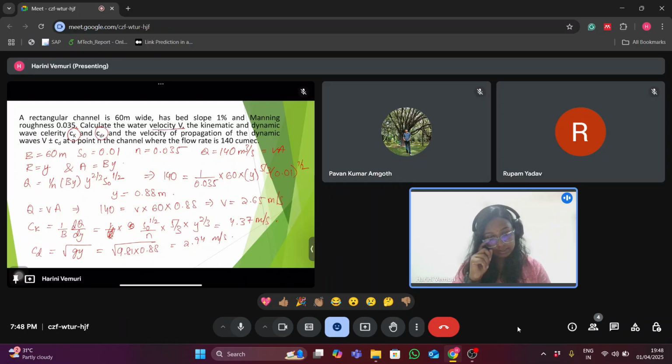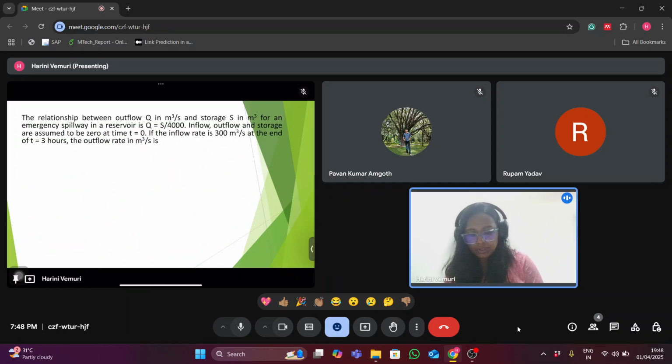Now we have to calculate the propagation, that is V plus or minus CD. So we know V and CD. What will V plus CD be equal to? 2.65 plus 2.94, 5.59 meter per second. V minus CD is equal to minus 0.29 meter per second. Once you calculate this.